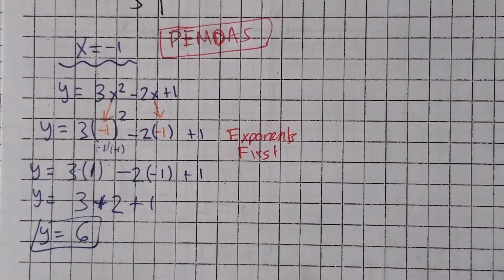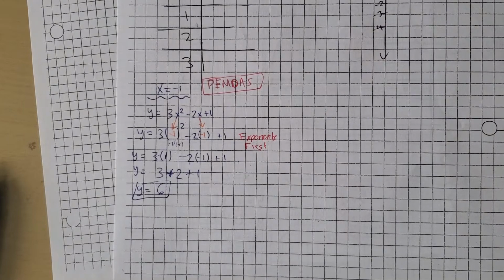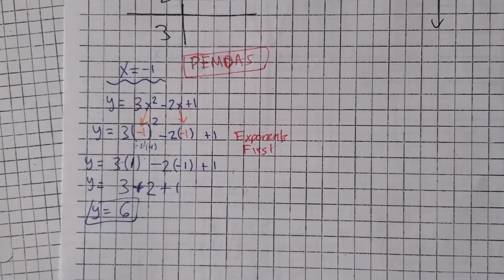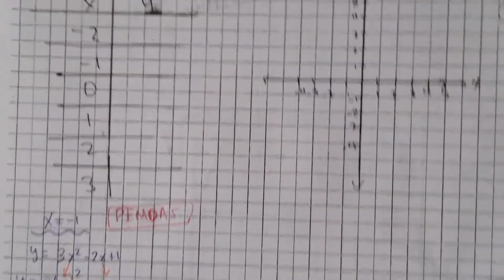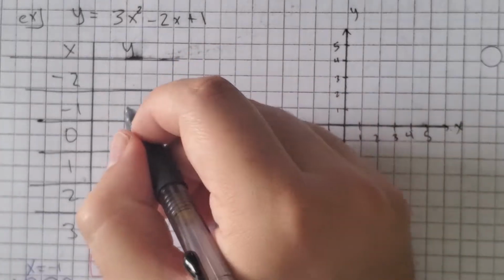So I go back to my graph. Let me zoom in so you guys can see better. Sorry guys, I'm trying this out for the first time with the zoom. So we said that for x equals -1, this was 6.